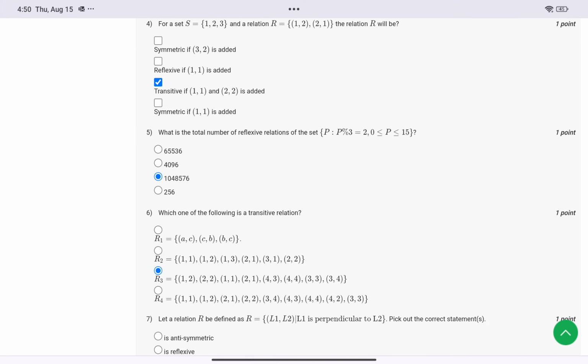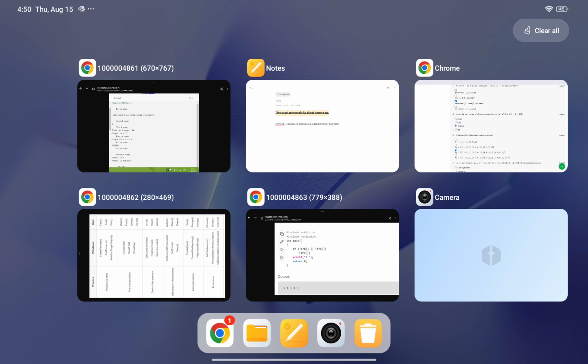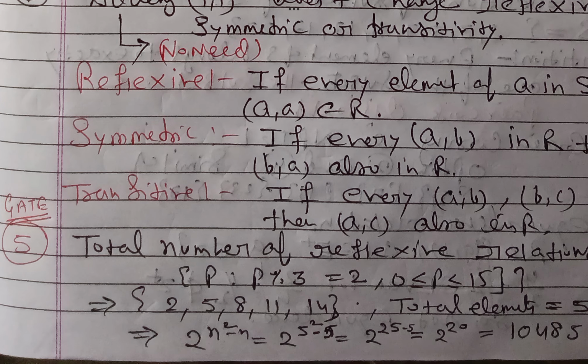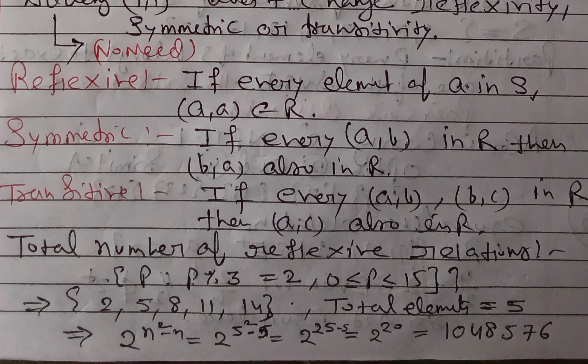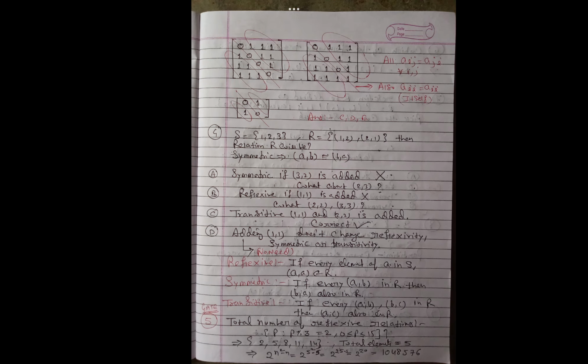Question number 5. P modulo 3 is equal to 2 and 0 is less than P is less than 5. The answer is this. How? Total number of reflexive relations. This question has been asked multiple times in GATE also. So you should remember the property of how to find the total number of reflexive relations: 2 to the power n squared minus n. If you solve, you will get this answer. I think you understand.